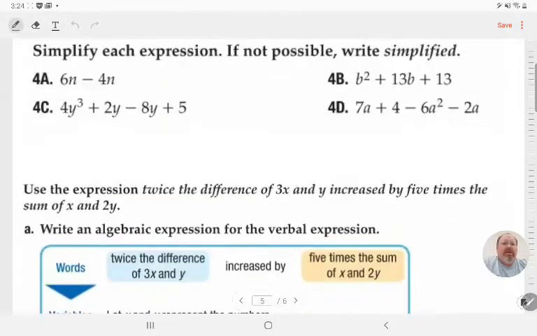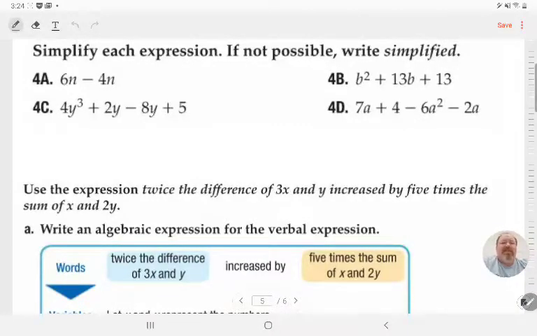All right. Now you guys can pause the video, try 4a, 4b, 4c, 4d on your own. You're going to simplify them. If not possible, write simplified. When you're done, come back and check your answers. All right, let's see how you did.